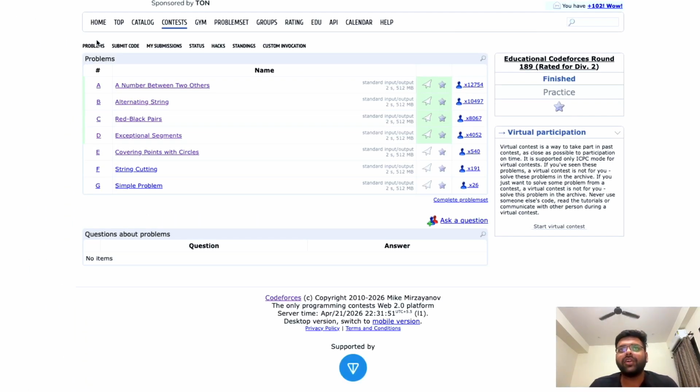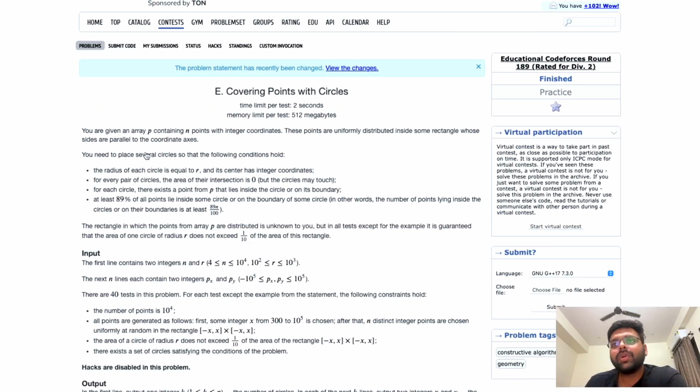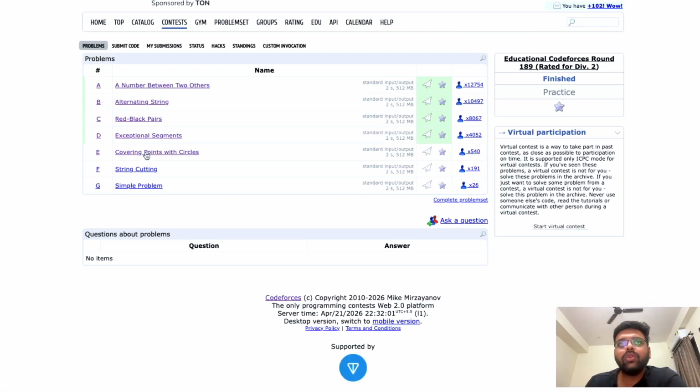I was not able to solve E and F G because it was out of the scope of my knowledge. I would try to solve these problems ahead, and also try in the upcoming contests to solve more of these.